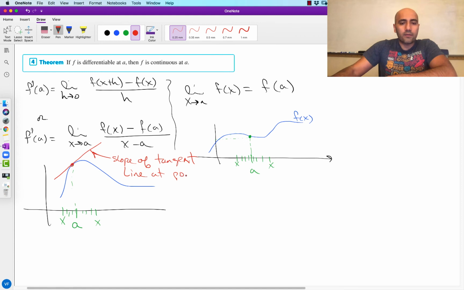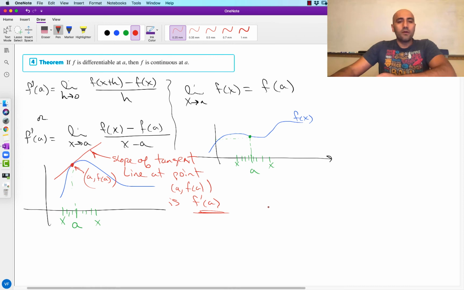So the slope of the tangent line at point a comma f of a is f prime of a. The slope is f prime of a at point a comma f of a. Right? This is the point a comma f of a, and the slope of that line is f prime of a. Okay, so just a little bit of review on what both of these two things mean.